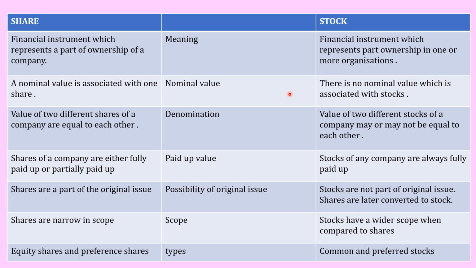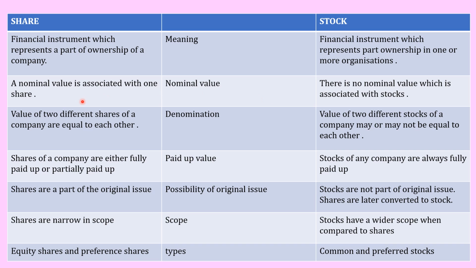Now here we represent the difference between share and stock in a tabular manner. First of all, the meaning. A share is a financial instrument which represents part ownership of a company. If I have 500 shares of denomination 500 rupees, then it means I own the company for 500 rupees. Stocks are those financial instruments which represent part ownership in one or more organizations.